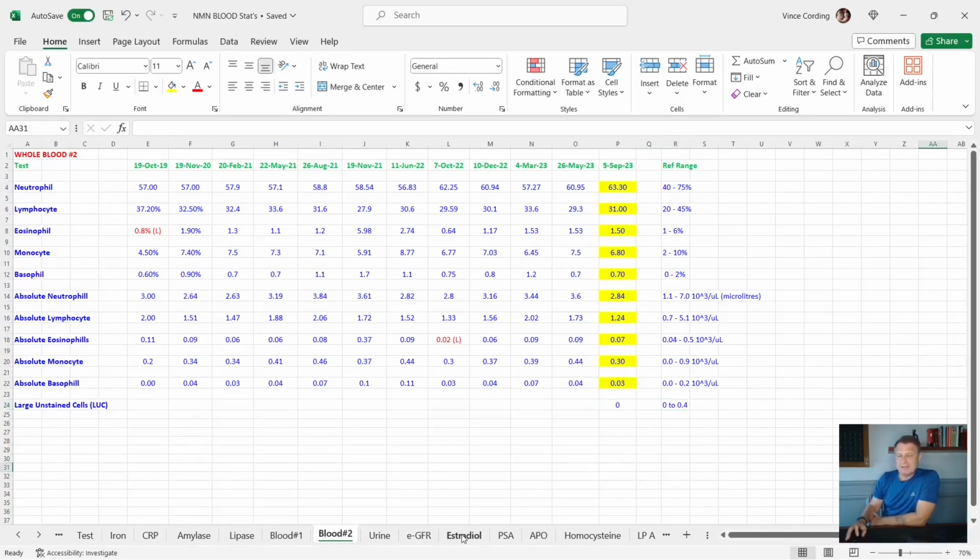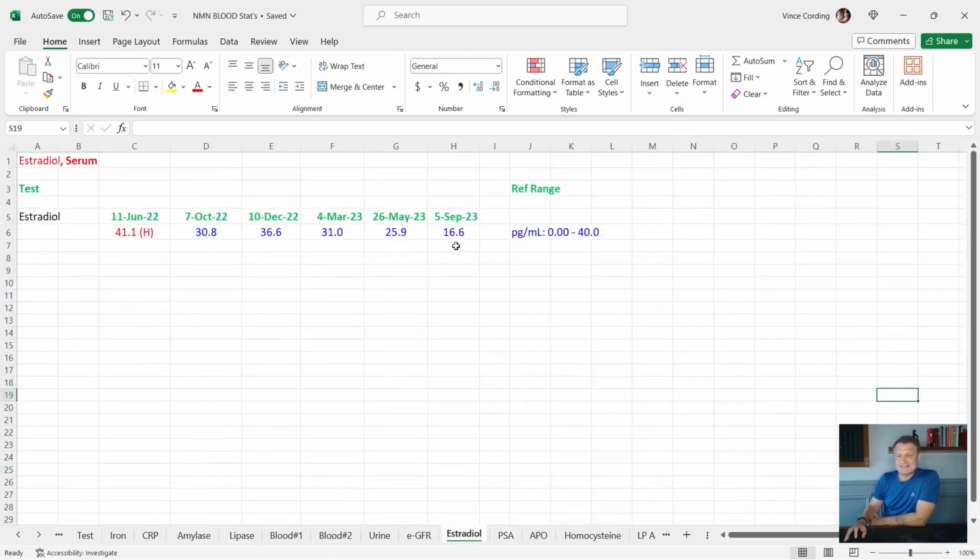So moving on to my estradiol, you can see here 16.6. The reference range is between 0 and 40, so that's well under control now. I remember when I first had it checked, it was 41.1. So halfway would be 20. I think 16 is a good score.